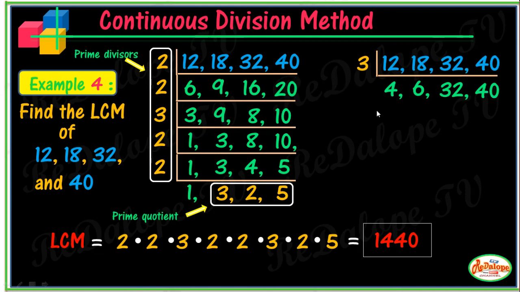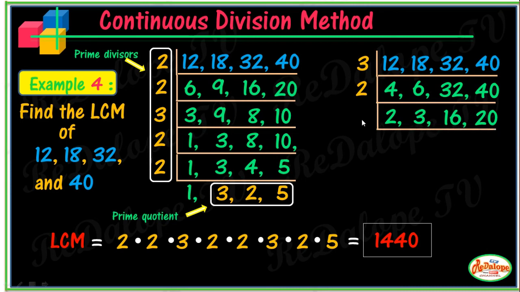Now, if we notice, 4, 6, 32, and 40 are all even numbers. Meaning, we can divide those numbers by the first prime number, which is 2. So dividing by 2, the quotient now becomes 4 divided by 2, so that is 2. 6 divided by 2, so that is 3. 32 divided by 2, so that is 16. 40 divided by 2, so that is 20. Now, since 2, 16, and 20 are even numbers, only 3 is odd, we can divide 2, 16, and 20 by 2 again.